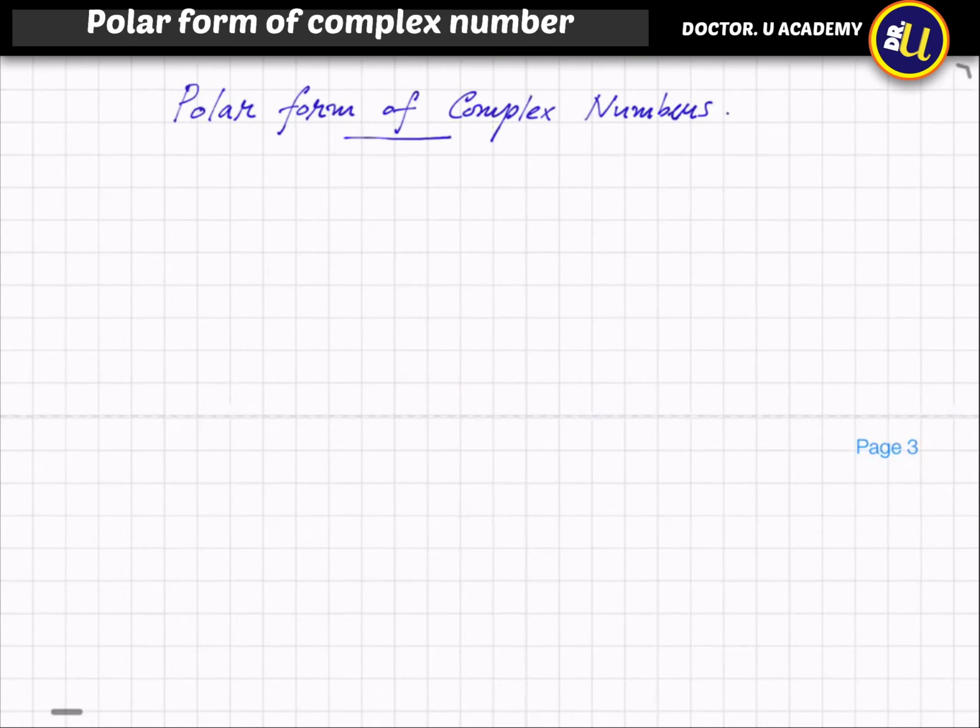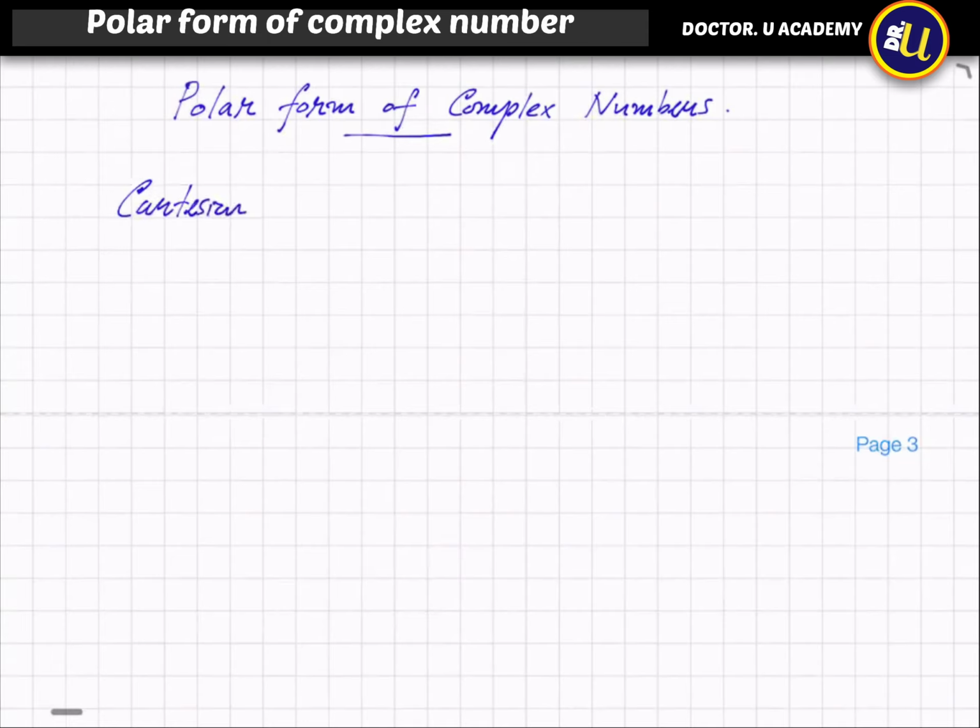So, polar form of complex numbers. What is a polar form? First of all, we have to understand what is polar coordinate. So, this polar form was originated from polar coordinate. We know Cartesian coordinate. Cartesian coordinate is x and y.